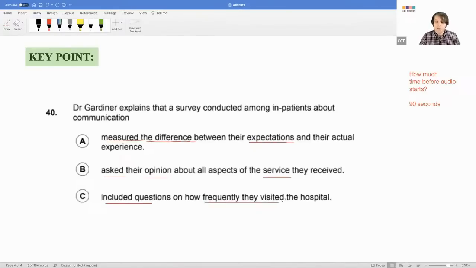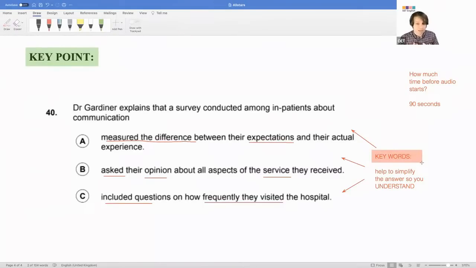The idea here is we call these keywords, and keywords help to simplify the answers so you can understand. That's great. Most students do this in OET, and in SET English, as I said, we study listening every day, and we often talk about what kind of words you should underline and strategies. Let's call these keywords. I actually prefer to call these main idea words. In my opinion, I prefer main idea word, because keyword, what does that really mean? It's just important. Let's call them main idea words.